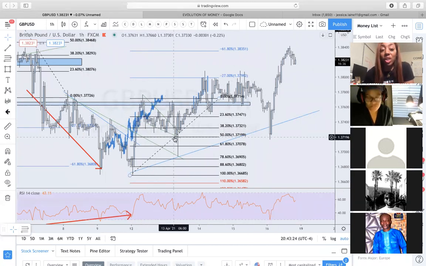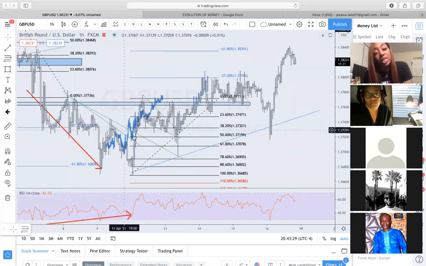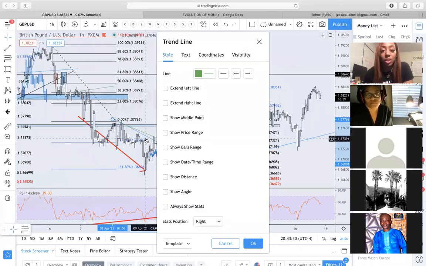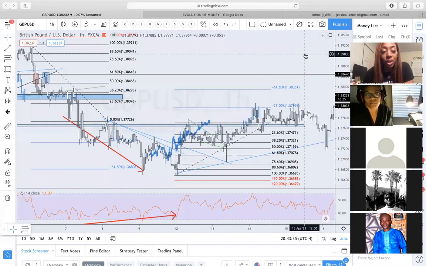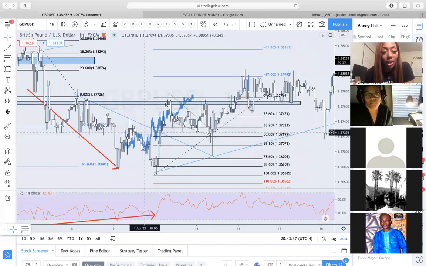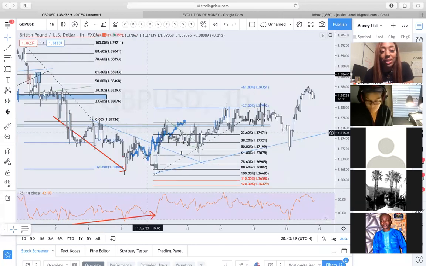So this was a minor structure. Then it literally pulled back here, back tested this green trend line here. This should actually be blue. Let me make this blue, for 1 hour. So it back tested, and this one should not exist. Okay. So it back tested here.